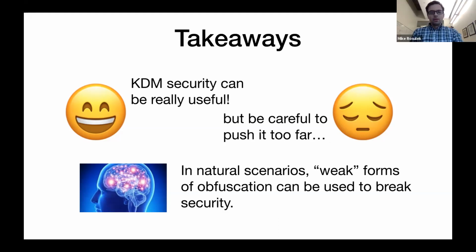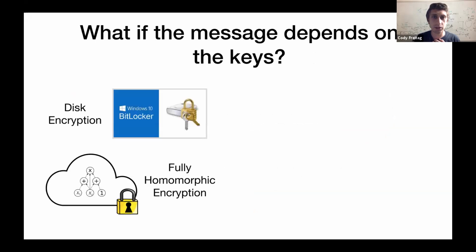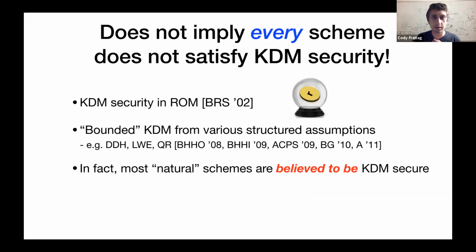I see. And you listed 3 strengthenings of this KDM definition. I assume you need all 3 of those for your impossibility to go through, but do you have any positive results for any subset of those 3 strengthenings? So I can flash the definition back up.